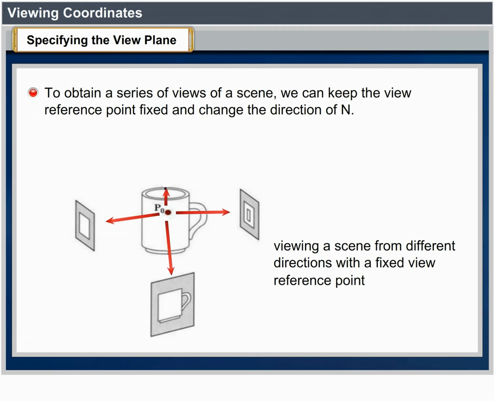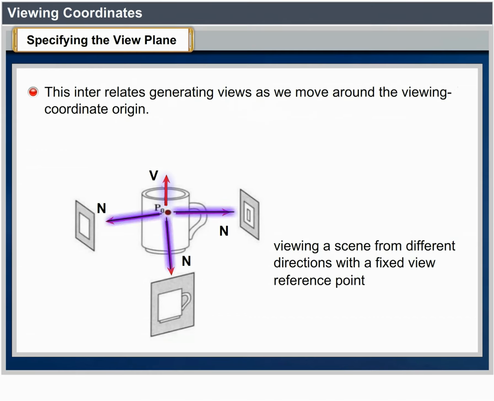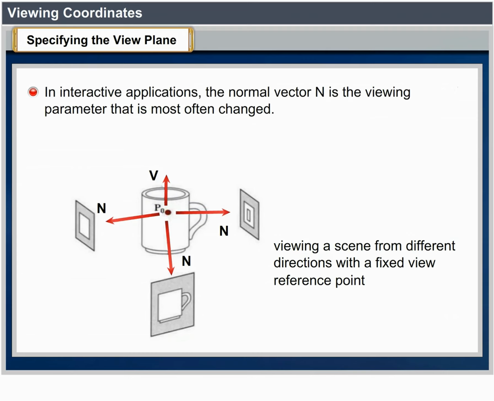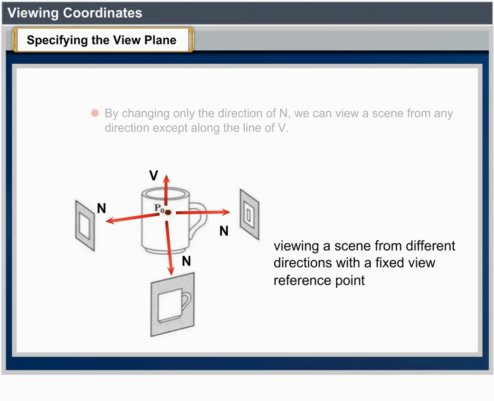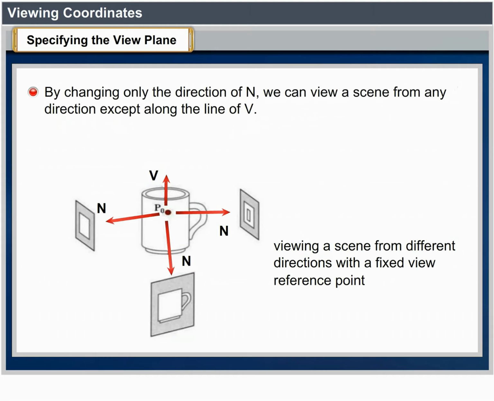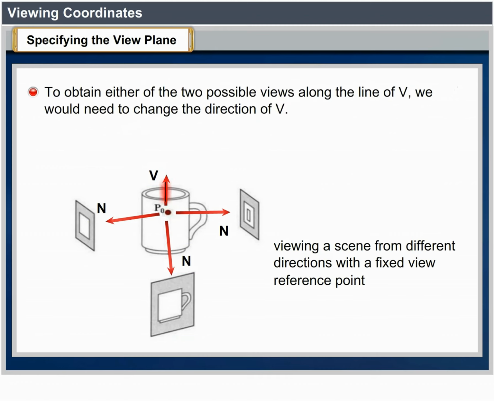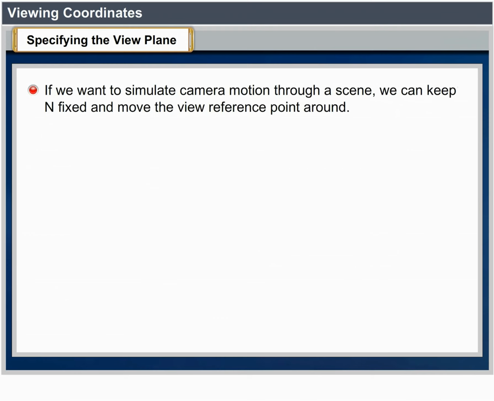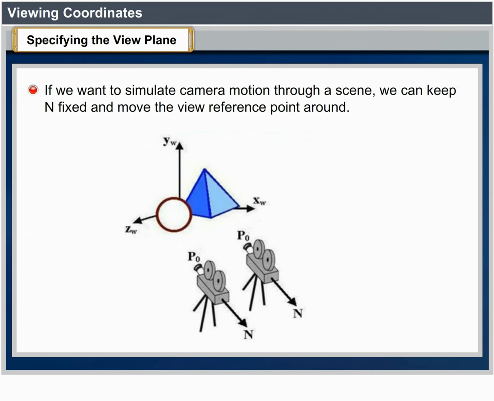Figure shows viewing a scene from different directions with a fixed view reference point. This corresponds to generating views as we move around the viewing coordinate origin. In interactive applications, the normal vector n is the viewing parameter that is most often changed. By changing only the direction of n, we can view a scene from any direction except along the line of v. To obtain either of the two possible views along the line of v, we would need to change the direction of v. If we want to simulate camera motion through a scene, we can keep n fixed and move the view reference point around, as shown in the figure.